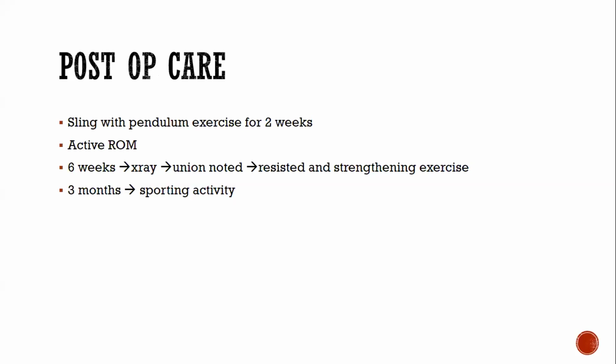Following the operative management, the upper limb should be immobilized in a sling with pendulum exercises for the first 2 weeks. After 2 weeks, active range of movements can be started. At the 6-week follow-up, if the X-ray shows union, resisted and strengthening exercises can be started. At 3 months post-op, the patient will return to sporting activity.